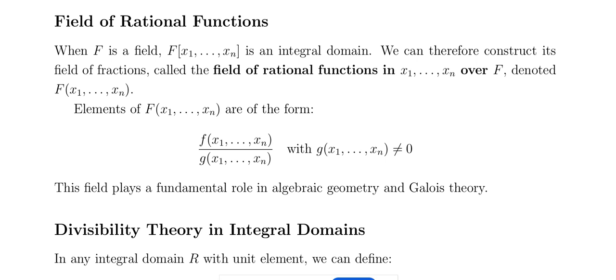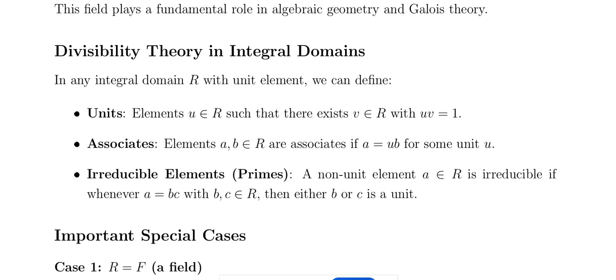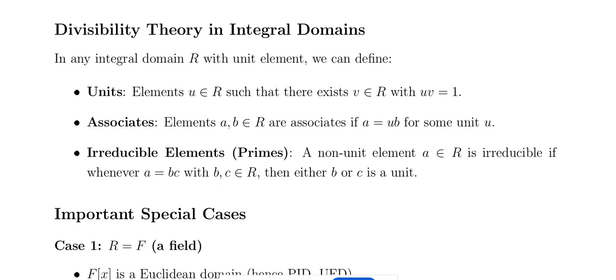Elements of F of x1, x2, ..., xn are of the form f of x1, x2, ..., xn divided by g of x1, x2, ..., xn, with g of x1, x2, ..., xn not equal to 0. This field plays a fundamental role in algebraic geometry and Galois theory, okay. Now the divisibility theory in integral domains: in an integral domain R with unit element, the element u in R is a unit if there exists v belonging to R such that uv equals 1.